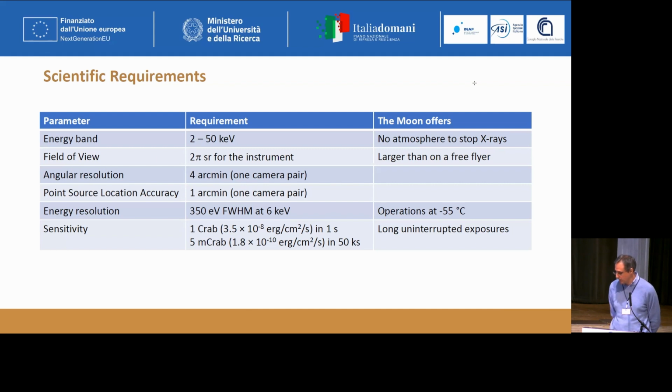We will have an angular resolution of the order of 4 arcminutes for a camera pair, and a point source location accuracy of 1 arcminute. The energy resolution is 350 electron volt full width at half maximum at an energy of 6 keV. The sensitivity corresponds to 1 crab, that is this number in CGS units in 1 second, and 5 times 10 to the minus 3 crabs in half a day.